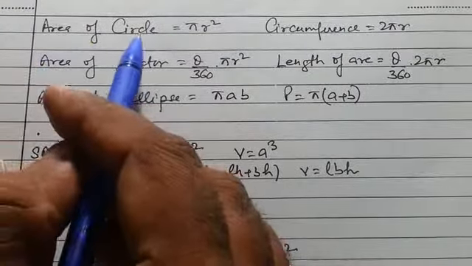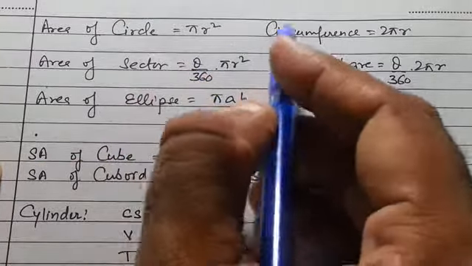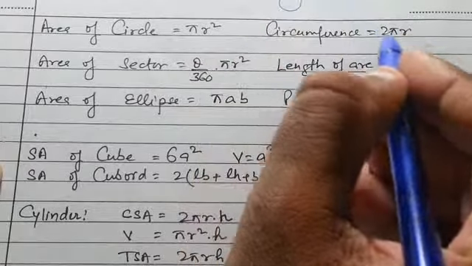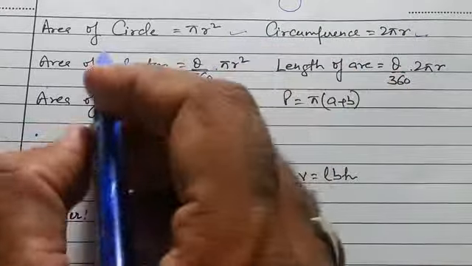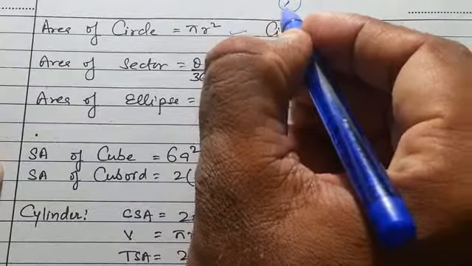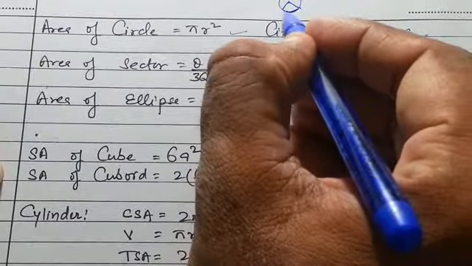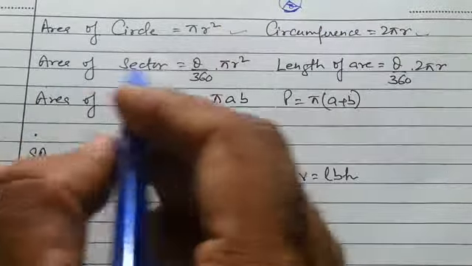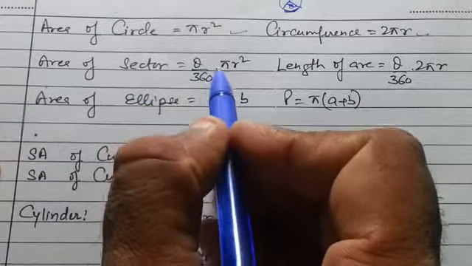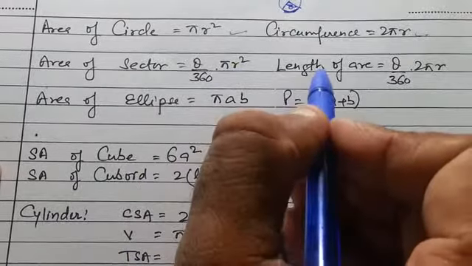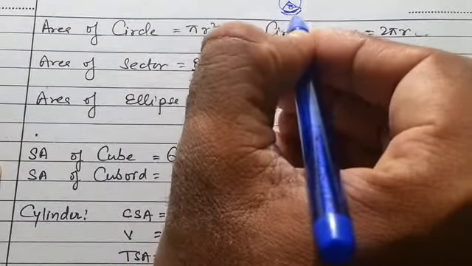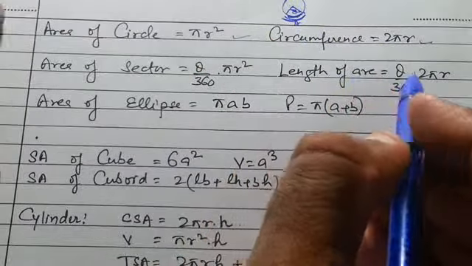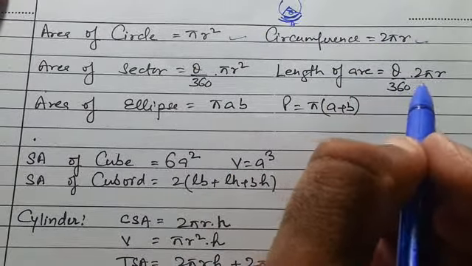Now coming to another figure, the circle. The area of a circle is pi r square, that you already know. And what is the circumference? The length of this rope is the circumference, and it is equal to 2 pi r. So area of a sector. What is a sector? This is a sector, a part of the complete circle, and this angle is theta. So area of a sector is theta upon 360 into pi r square. And what is the length of the arc? This is the arc. So length of arc is equal to theta upon 360 into 2 pi r.